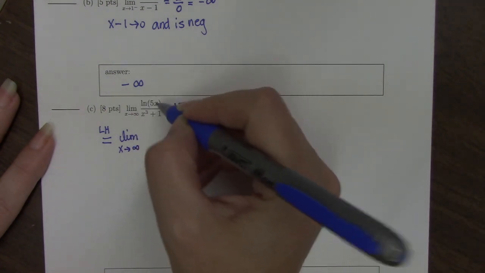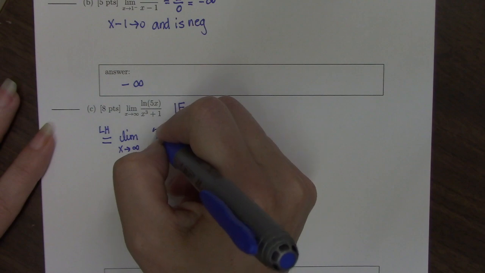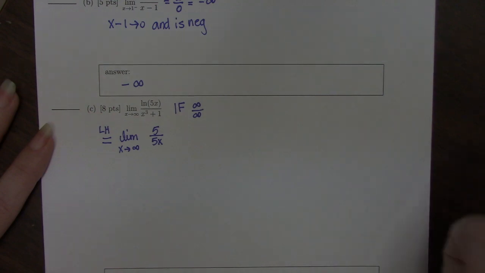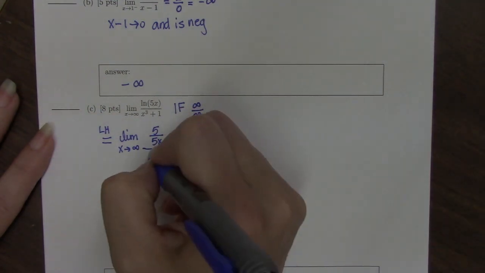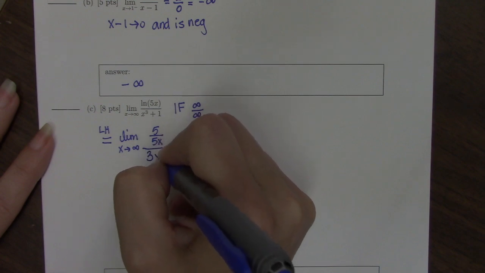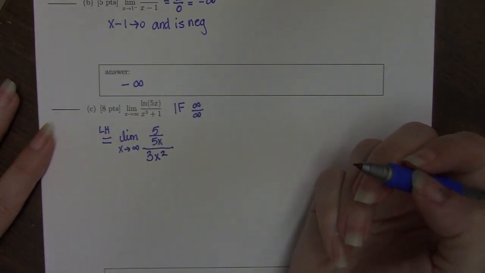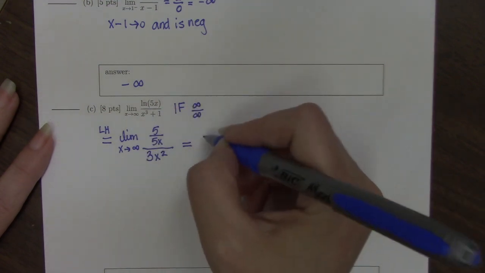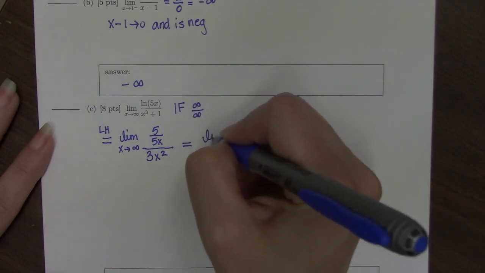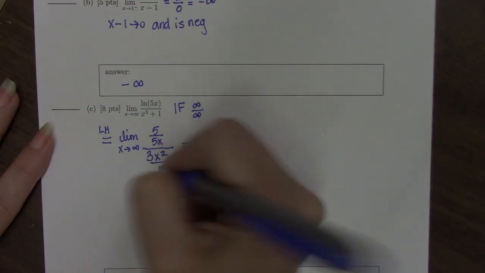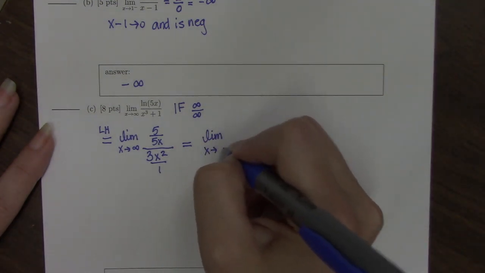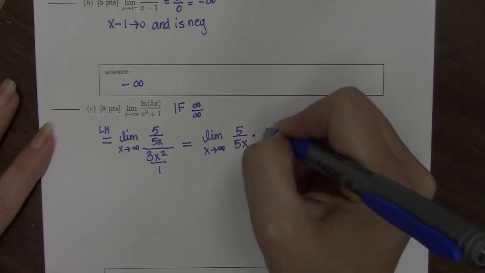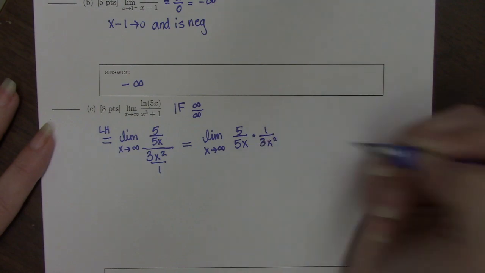The derivative of the numerator is 5 over 5x, so it's 1 over 5x, and then the chain rule says do it times 5. The derivative of the denominator is just 3x squared. So I'm going to clean this up a little bit. Notice I'm not putting an LH over this step because I'm not taking another derivative. I'm just doing algebra here. So when you have a fraction divided by a fraction, we can multiply by the reciprocal. So I have 5 over 5x times 1 over 3x squared.